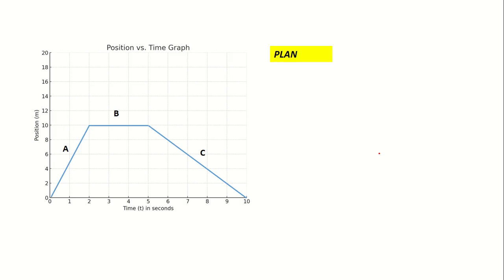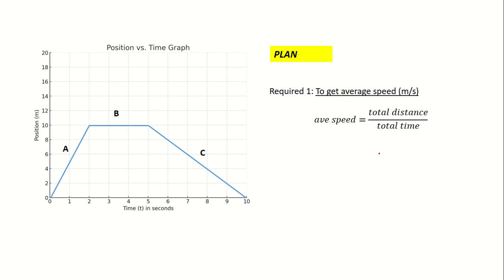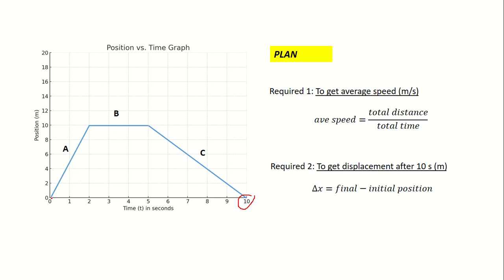Next step is the plan. So for the first required, we have to get the average speed. Again, when we are talking about average speed, that's total distance, emphasis on total, divided by total time, not only distance over time. And then for the second required, to get the displacement after 10 seconds, we will just look at the final and the initial position and then get their difference. So this is the final position that's on 0, and this is the initial position that's also on 0.